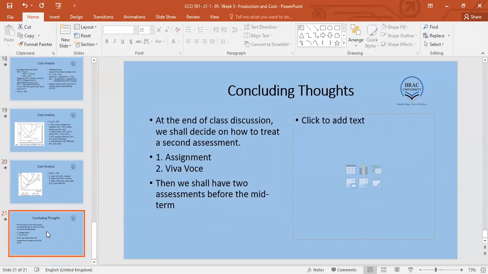Now we come to our last part, which is the concluding thoughts. This is week 5. Our midterm will be either in week 6 or week 7, depending on what your program instructs us to do. So at the end of the class discussion, what we will decide on is a second class assessment. How do we do this second class assessment? Will it be an assignment or will it be a viva? We'll discuss this during the class, and then we shall have 2 assessments before the midterm. Before the final, I will definitely try to have at least 1 more assessment. So in all, we will have 3 assessments at least. I will calculate the best 2 of the 3. If we have 4 class assessments, I will calculate the best 3 of 4.